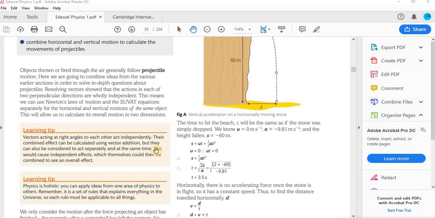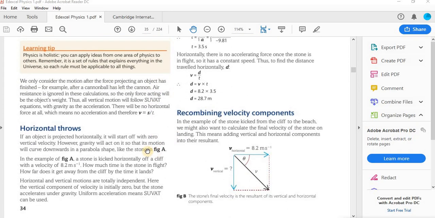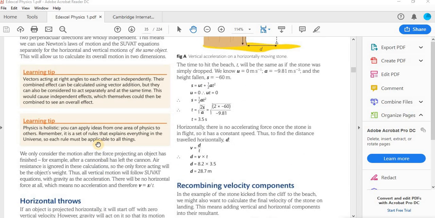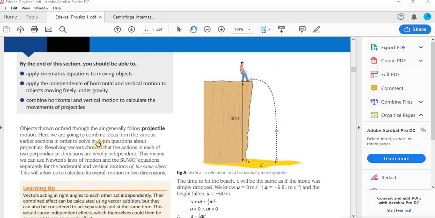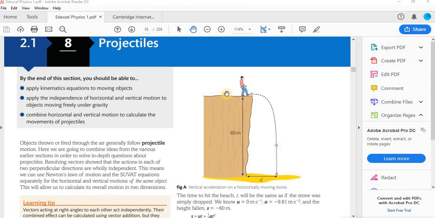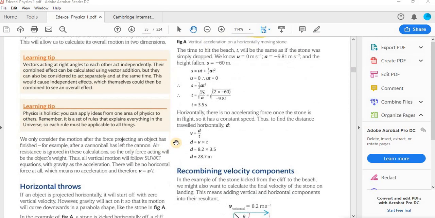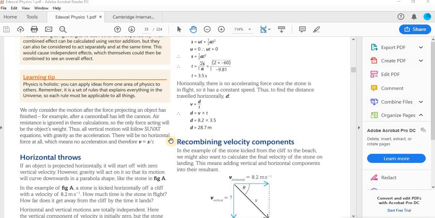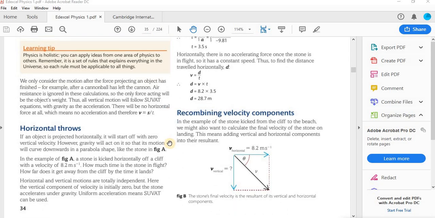Now in this example, this is considered to be a horizontal throw, meaning the projectile is initially projected horizontally. So it's like throwing it sideways. You don't throw it at an angle, you throw it horizontally. That is what we mean by horizontal throw. So it's not thrown at an angle to the horizontal, it is actually thrown horizontally. Okay, so let's go through this example.